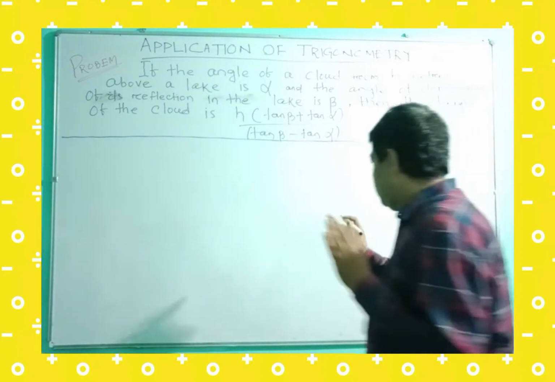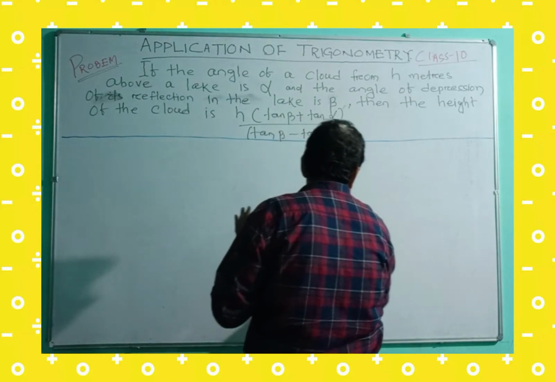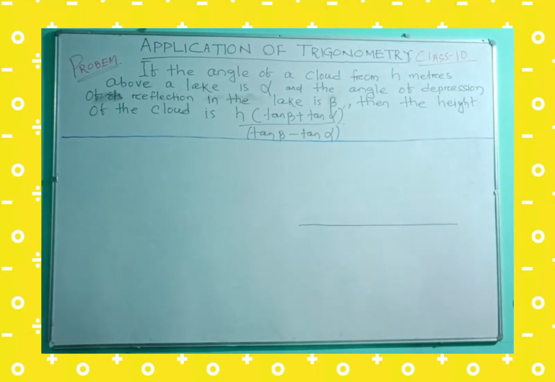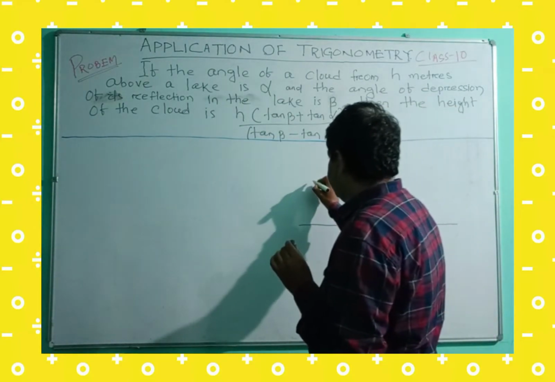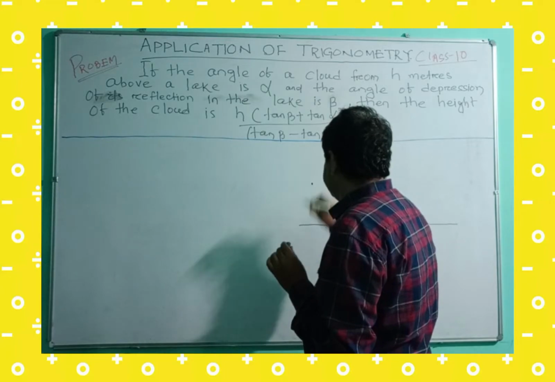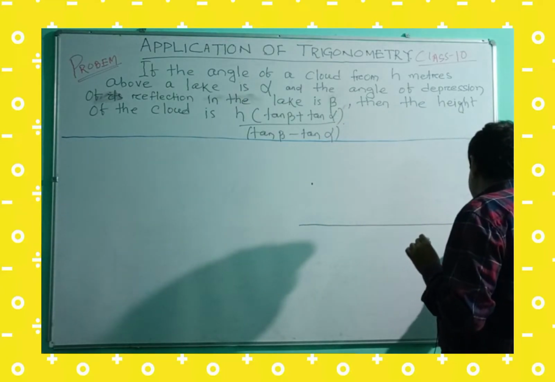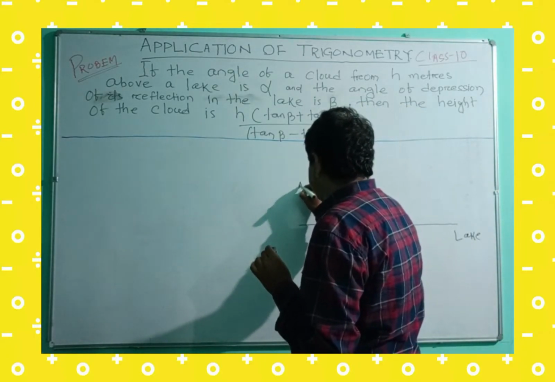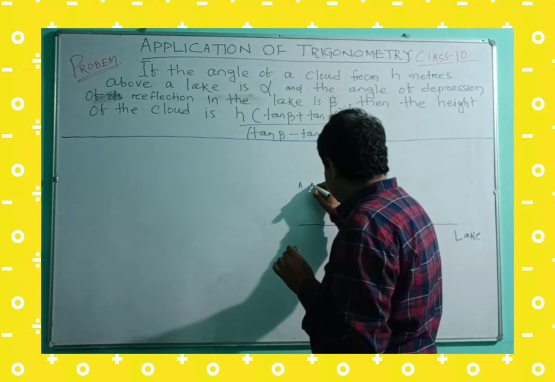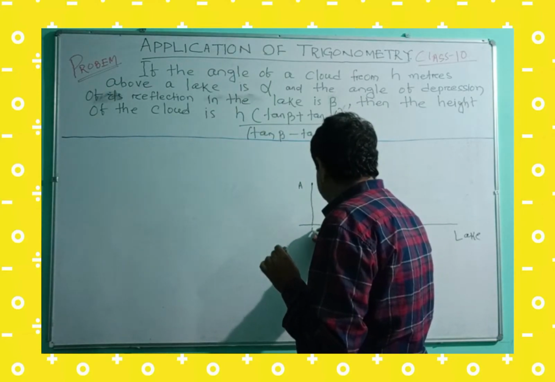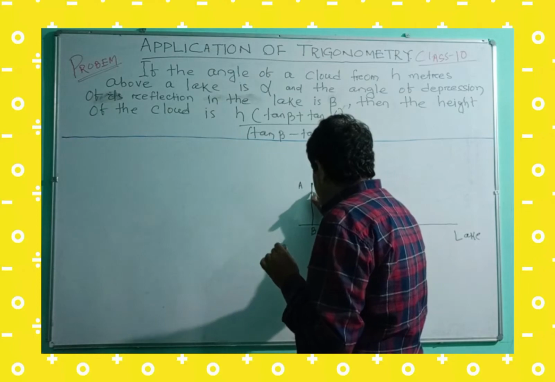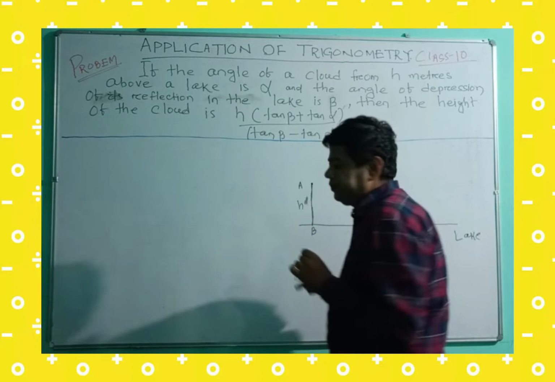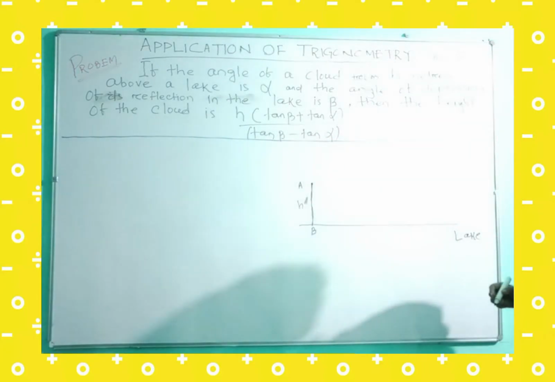First, we'll consider the lake. Let us draw a lake here. This is the surface of the water of the lake, right? And there is a point, let us call it point A, which is h meters above the lake. It means here AB is h meters, right? AB is h meters.